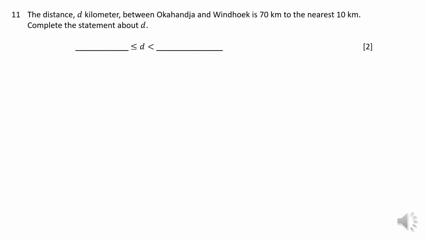Question 11, the distance d kilometer between Okanja and Windhoek is 70 kilometer, but not exactly 70 kilometer. This is a rounded answer. It's to the nearest 10. So it can be anywhere like 71 kilometer, 72, 69, 65, just as an example.